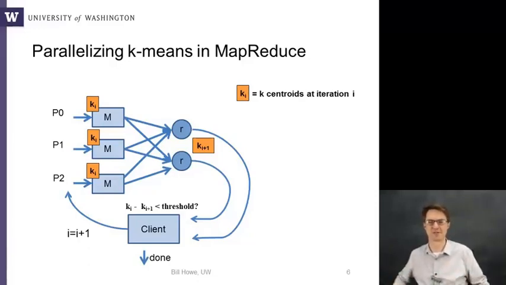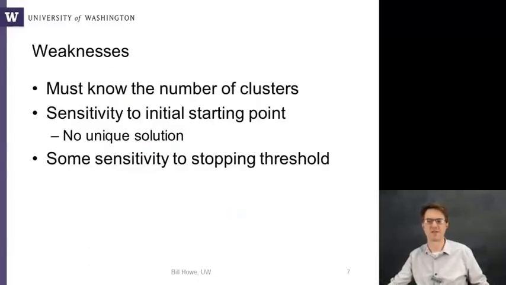And we'll talk a little more about this in the final week of lectures. So, summarizing the weaknesses of k-means: first of all, you have to know the number of clusters up front. You have a fair amount of sensitivity to the initial starting conditions, in that there's no unique solution. Depending on the starting conditions, you may get a different answer. And there's also some sensitivity to the stopping threshold. As is always the case, there's been a lot of work on repairing these various problems, but when someone just says k-means unqualified, they're typically talking about the algorithm we just described, which is sensitive to these issues.